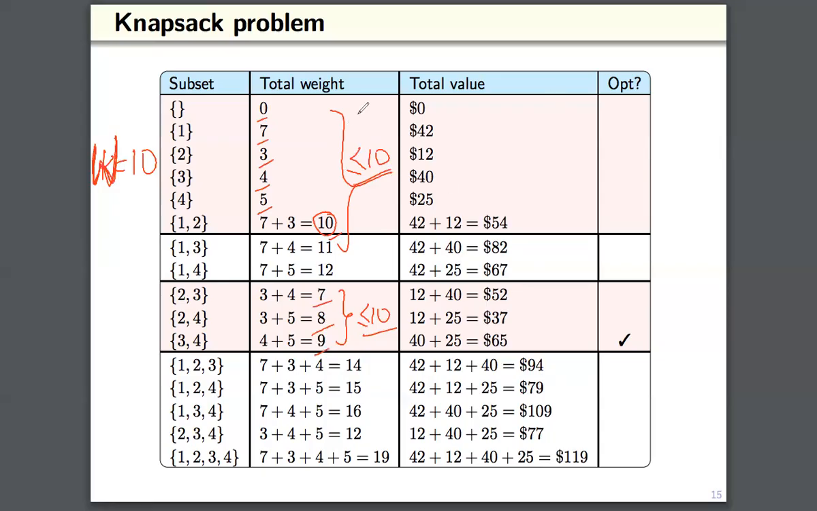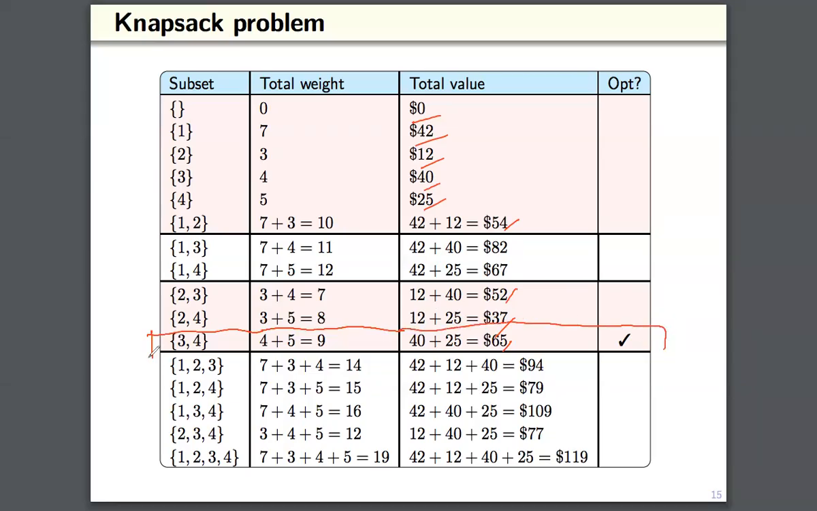Now what do we do? Among all these options, we want to choose the subset which maximizes the total value. What is the total value? Here it is 0, 42, 12, 40. What is the max number here? 65. So this subset is the answer. Among all possible subsets whose total weight is less than or equal to 10, this is the only subset that has the max value, correct? So this is our actual answer.